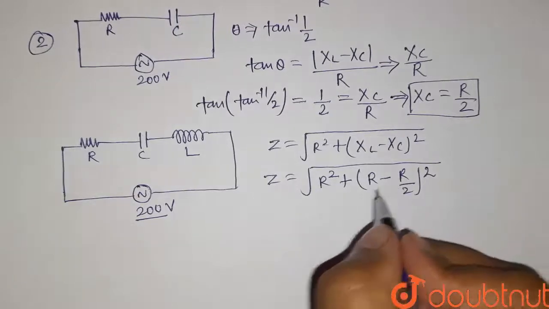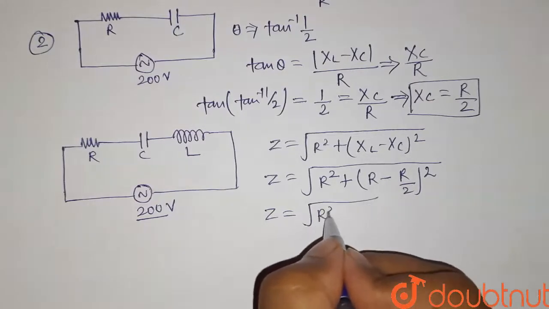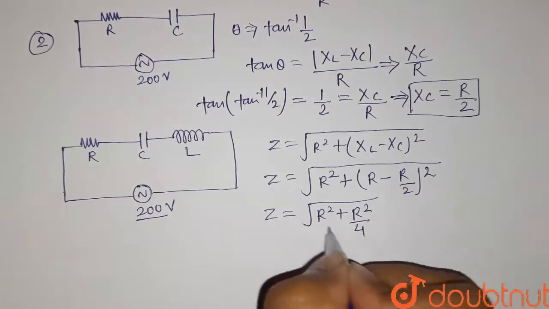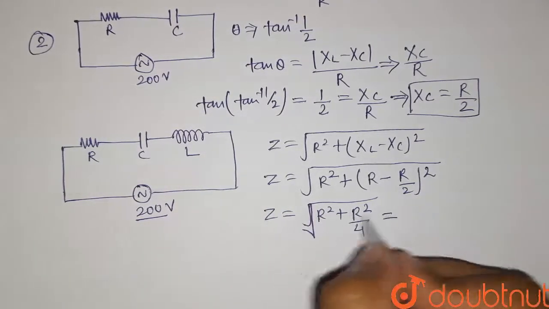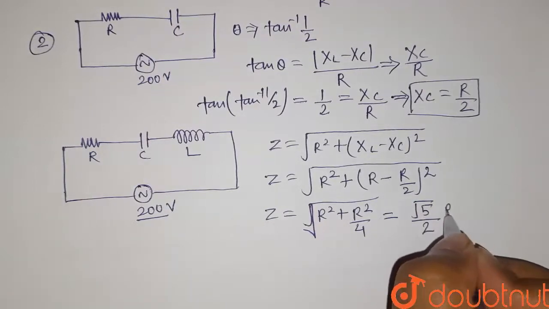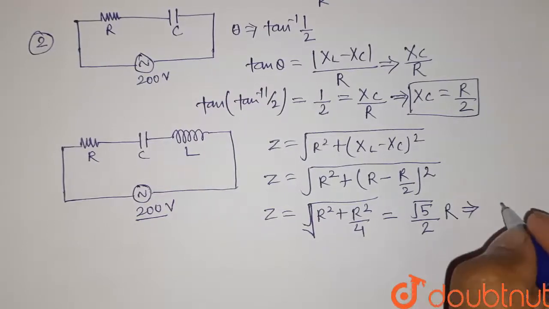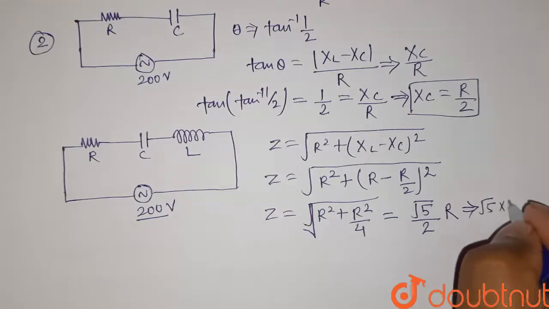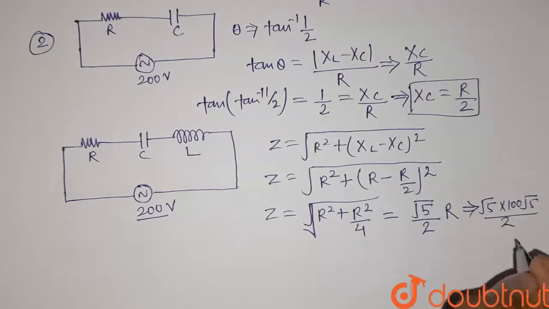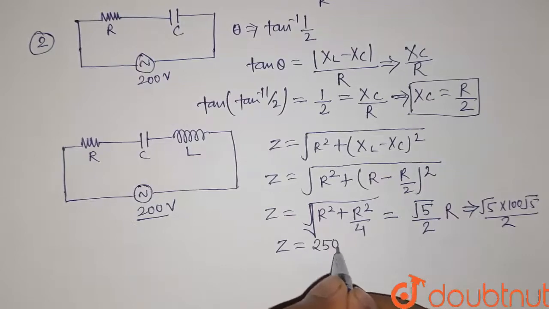Now simplify this. It will be equal to the square root of R squared plus R by 2 whole squared, that is R squared by 4. On finally simplifying this, it will be equal to root 5 by 2 into R. The value of R given in the question is 100 root 5. So we can put the value of R here: 100 root 5 into root 5 divided by 2. So finally, we have the value of Z equal to 250 ohm.